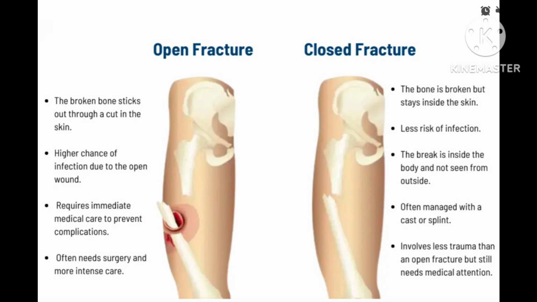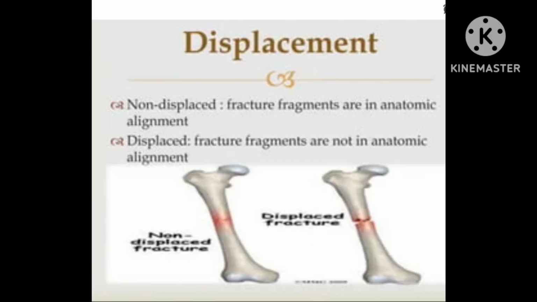But if there is involvement of skin, that means damage to the skin is there, and through that damage you can see the broken bone. So that type of fracture is called an open fracture. This is the first classification. And the next classification will be called displaced and non-displaced fractures.